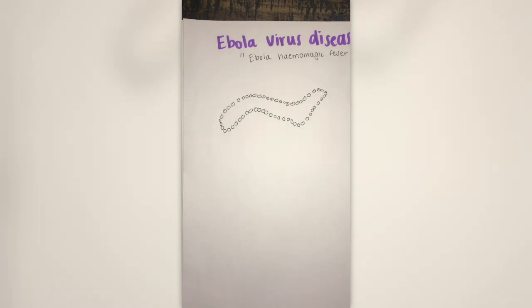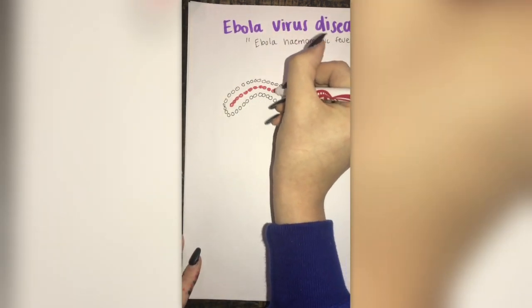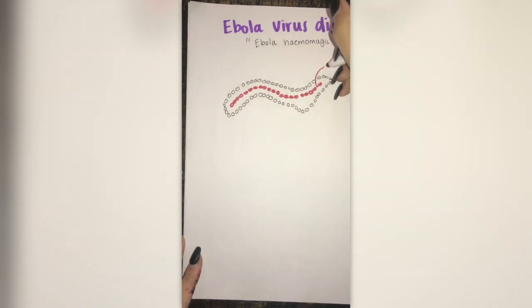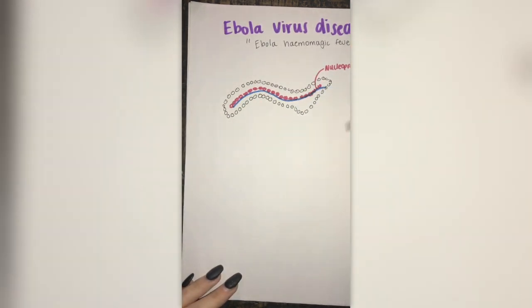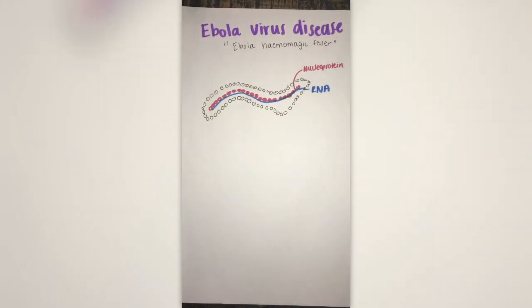Inside the virus, the RNA makes up most of its filamentous shape. The RNA is coated with nucleoproteins and VP30. It also has a polymerase enzyme to aid in the replication process.